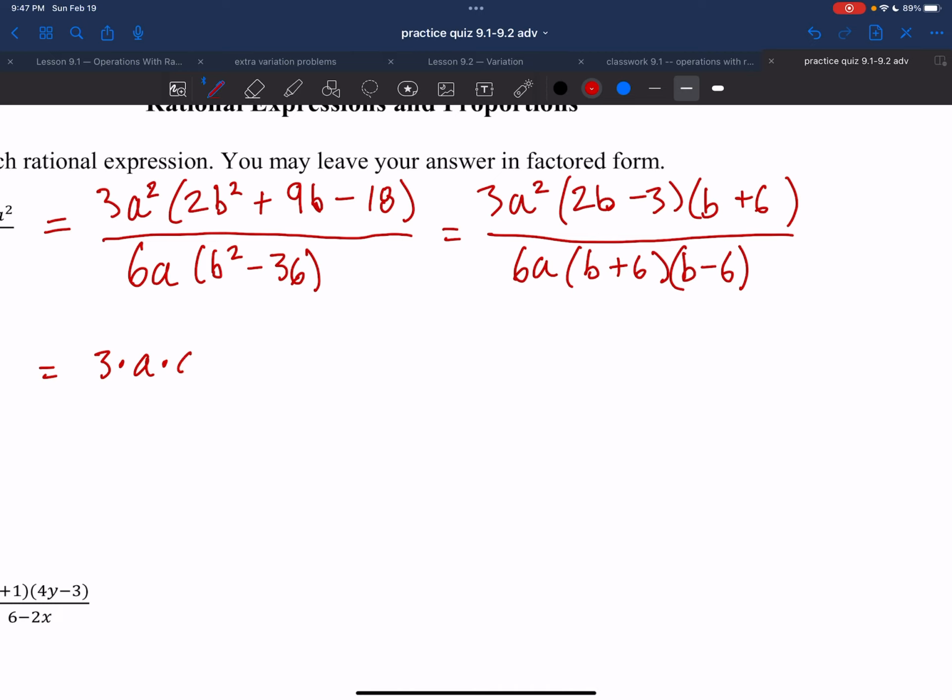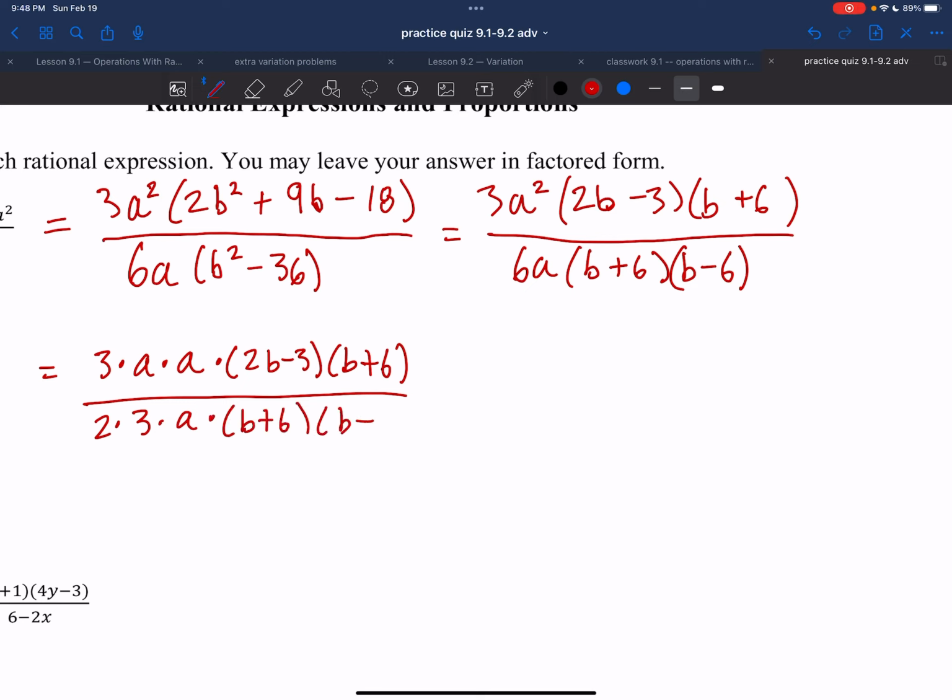3 times a times 2b minus 3, b plus 6 over 6 is 2 times 3, and then times the a, and then times b plus 6, and then b minus 6. The step I'm writing is not necessary, but I want to make sure it's really clear to you what I'm canceling. B plus 6, those are our common factors. We have 2 a's on top, 1 a on bottom. What we're really doing here is an exponent rule, but just one of those a's cancel, and then these 3's cancel. And so that's all the stuff that's canceling.